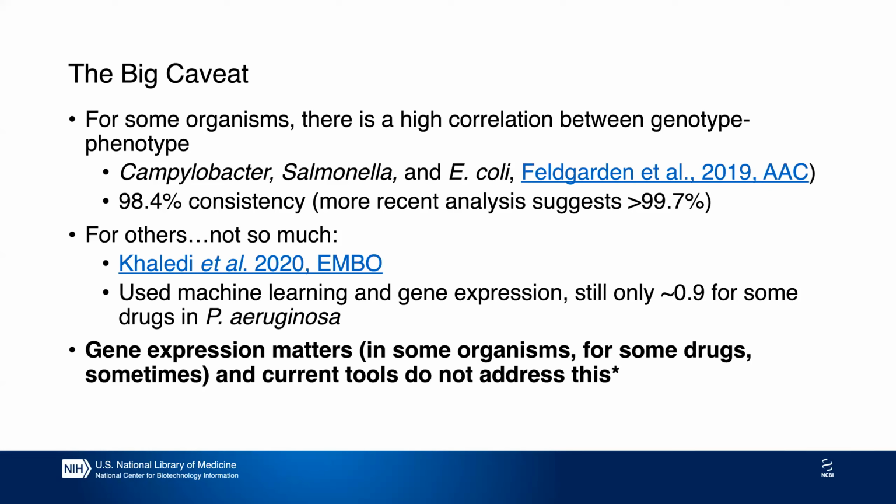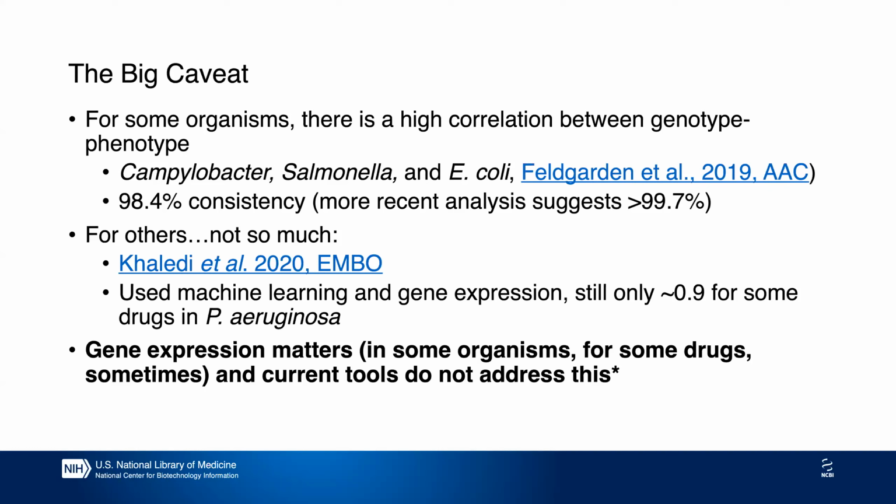We did a study in 2019 looking at 3 foodborne pathogens, Campylobacter, Salmonella, and E. coli, and this was over 6,000 isolates. We found over 98% consistency, and a more recent analysis done by our partners at the National Antimicrobial Resistance Monitoring System, using a version of AMRFinderPlus that was 3 years old, suggests that we're well above 99%. The problem is, for other organisms, there are problems.